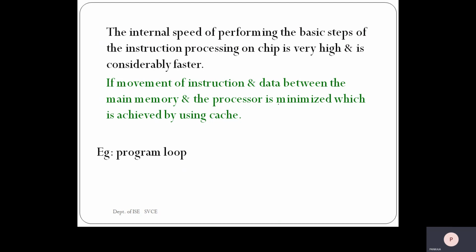That is, the movement of instructions and data between the main memory and the processor is minimized, which is achieved by using the cache memory technique. It is one technique of improving the hardware design so that the performance of the computer can be improved.